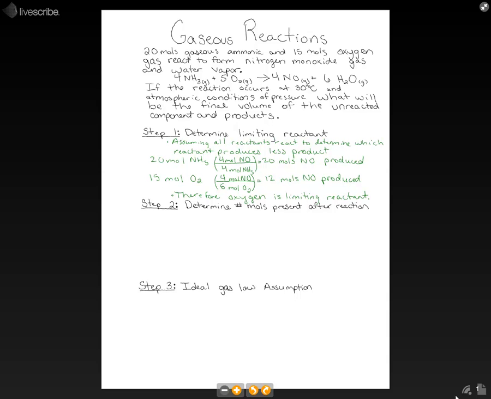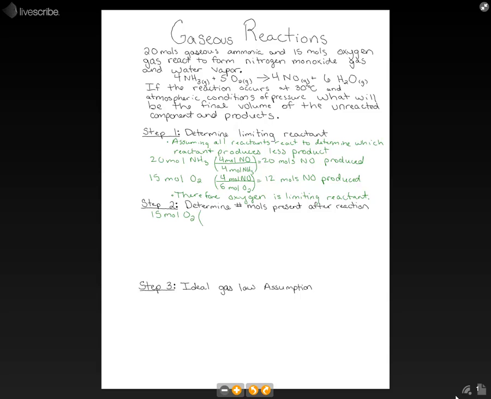So, limiting reactant, just for a quick recap, is the reactant that's completely used up in the reaction, and then other components might be left over because they don't have any more oxygen to react with. So our next step, we're going to determine the number of moles present after the reaction. So to do this, we're going to do a little more stoichiometry. So we have our 15 moles O2, which we know is all reacting.